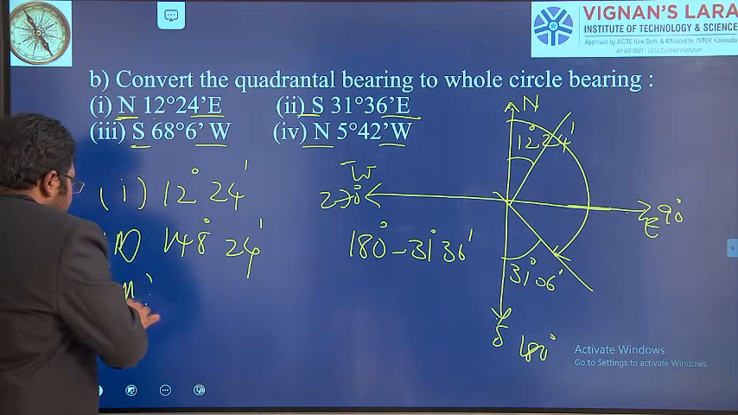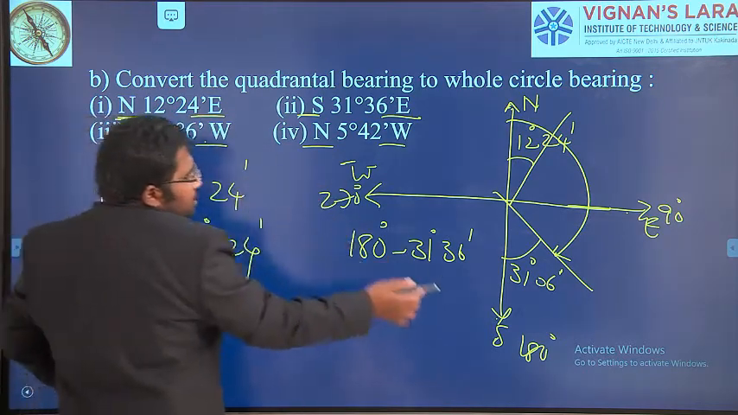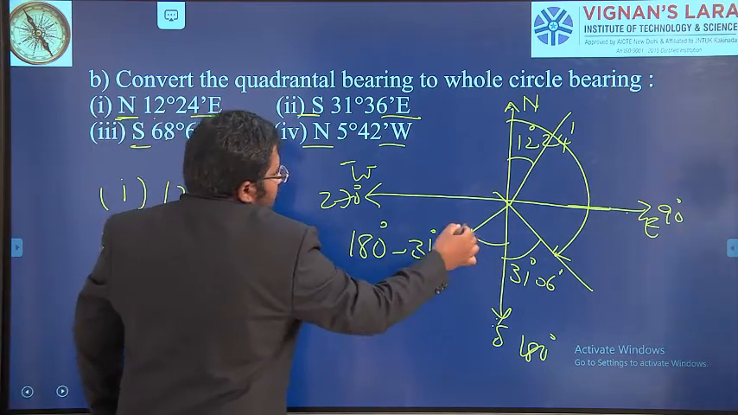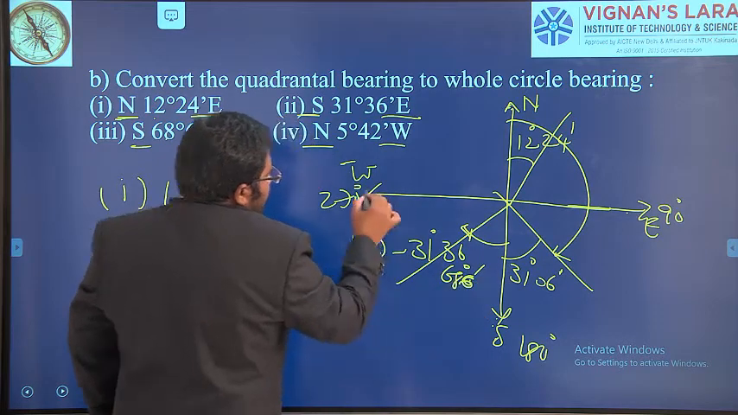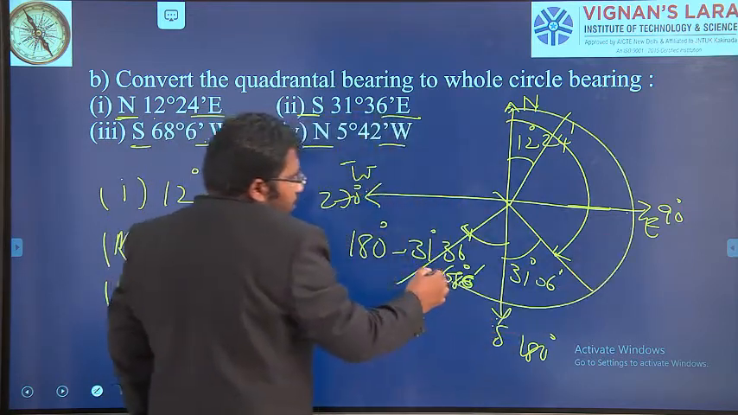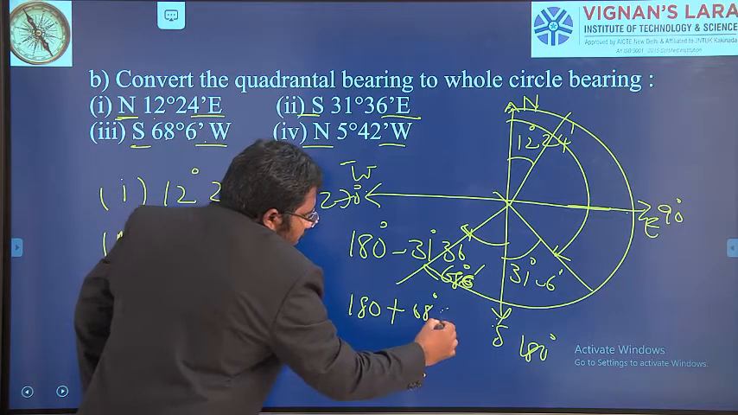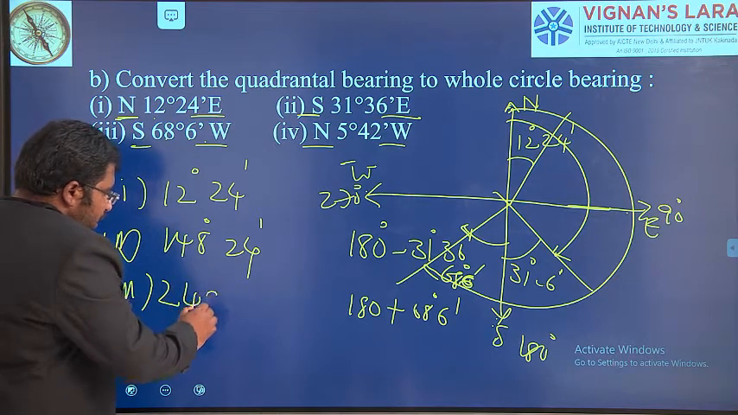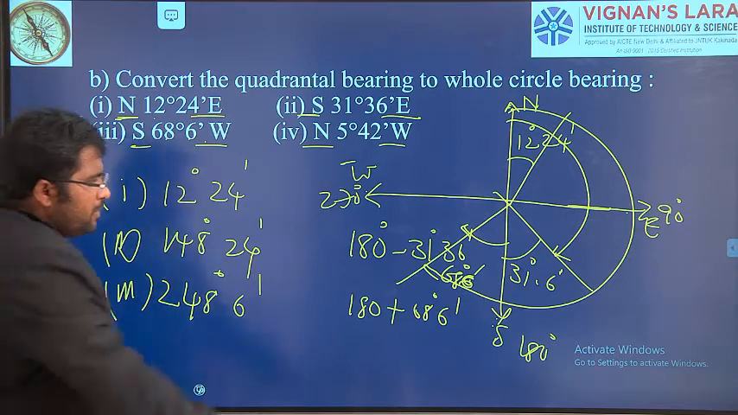Then coming to the third value, south 68 degrees 6 minutes towards west. In this quadrant, this line will be located at an angle of 68 degrees 6 minutes towards west. So to get the value from here, what do you have to do? You have to do 180 plus 68 degrees 6 minutes. So we will get an angle of 248 degrees 6 minutes by doing this.